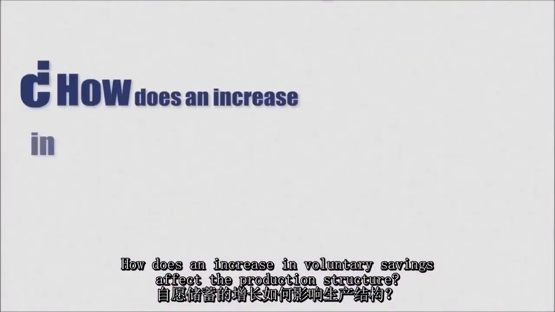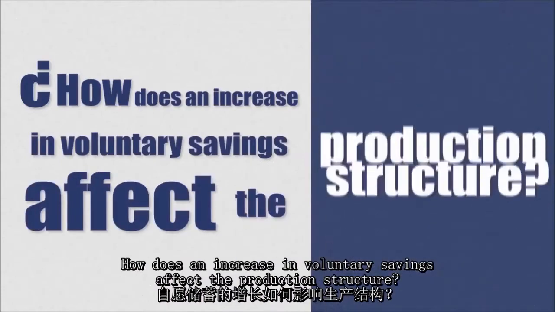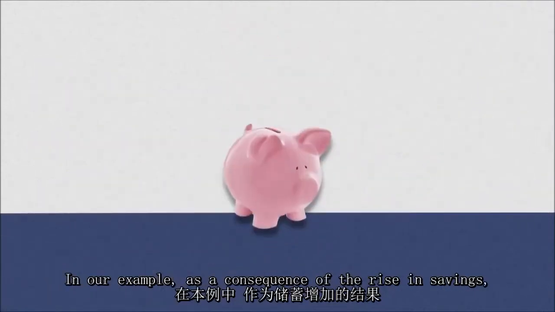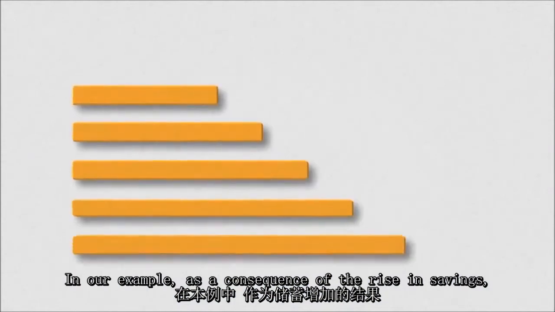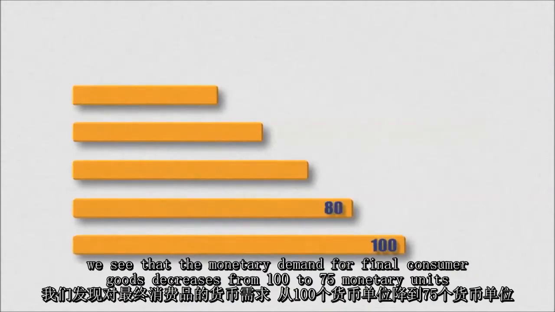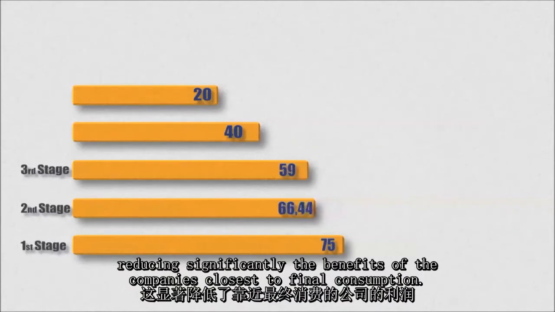How does an increase in voluntary savings affect the production structure? In our example, as a consequence of the rise in savings, we see that the monetary demand for final consumer goods decreases from 100 to 75 monetary units, reducing significantly the benefits of the companies closest to final consumption.